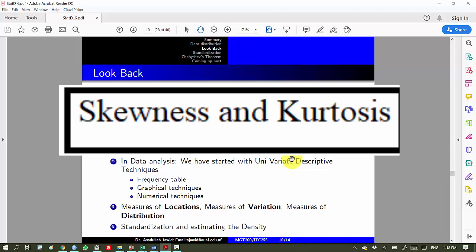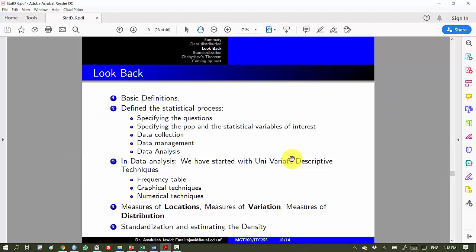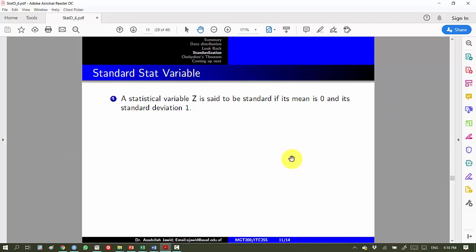Next, we will study how to standardize a given statistical variable. A statistical variable z is said to be standard if its mean is 0 and its standard deviation is 1. Standardization is a key concept in many applications in statistics and probability theory. We will see that in later lectures.